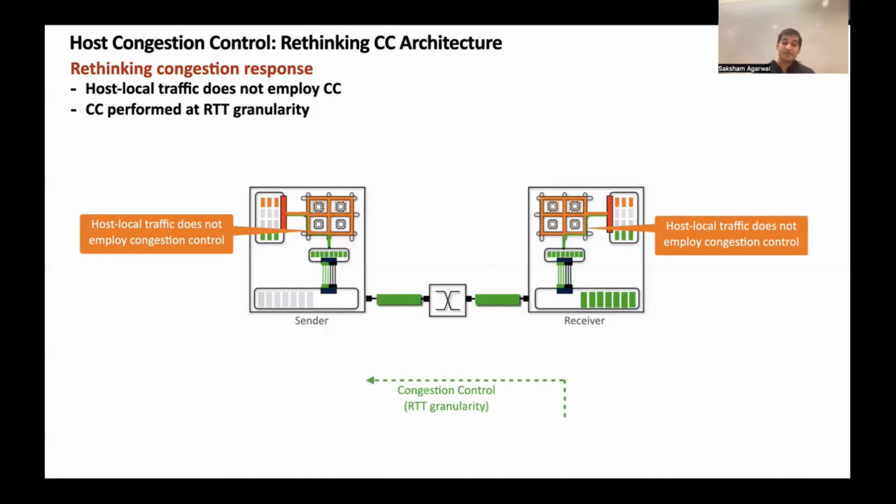The second reason we must rethink congestion response is that the host local traffic is much closer to the point of congestion and can change dramatically at sub-microsecond timescales. Thus, the classical congestion control protocols that operate at network RTT granularity can perform far from optimal in the regime of host congestion.